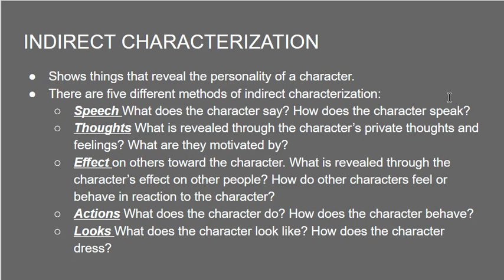Now let's consider indirect characterization. There are 5 different methods of indirect characterization: speech, thoughts, effect on others toward the character, actions, and looks. Please pause the video and write down these 5 things. If the definitions or further explanations help you, please write those down as well.